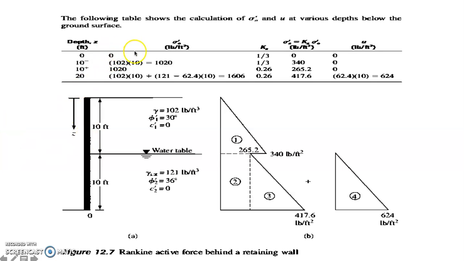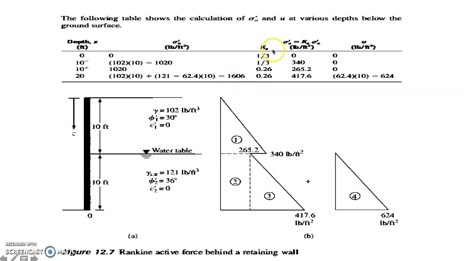So at a certain depth, we can have the vertical stress. That would be 0. This is gamma times H, so 102 times 10, so 1020. This one is above, and this is below; this is the negative, this is the positive. So this is 1020, and this one is also 1020. And when Z is equal to 20, that would be 102 times 10 plus 121 minus 62.4 times 10. It gives us 1,606.